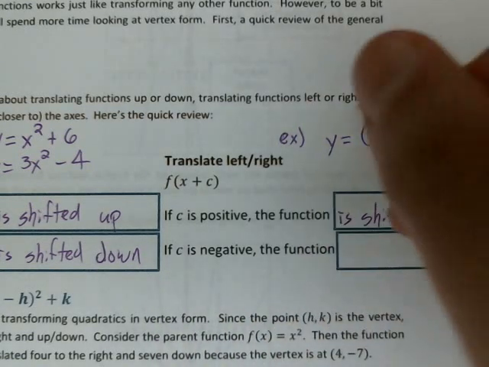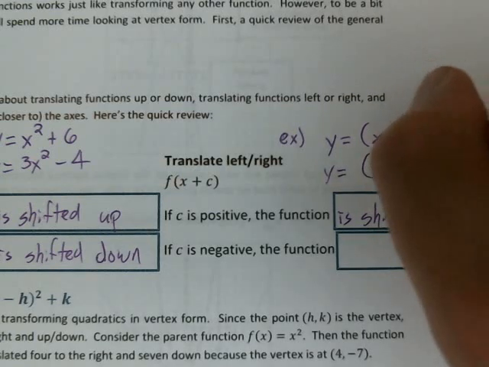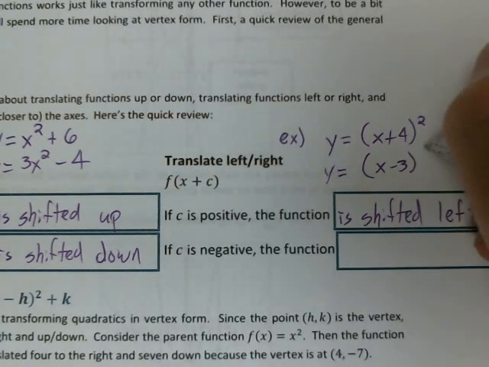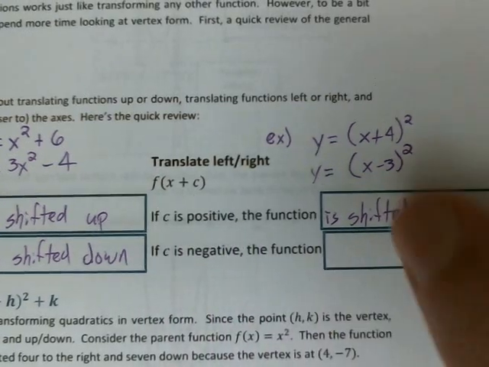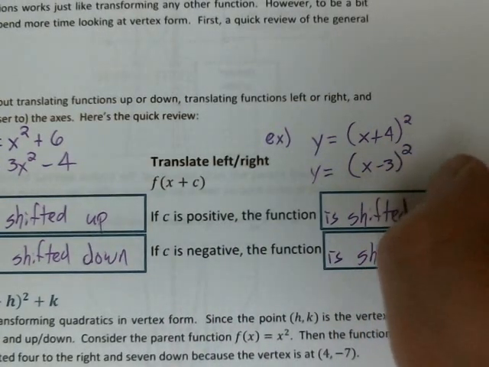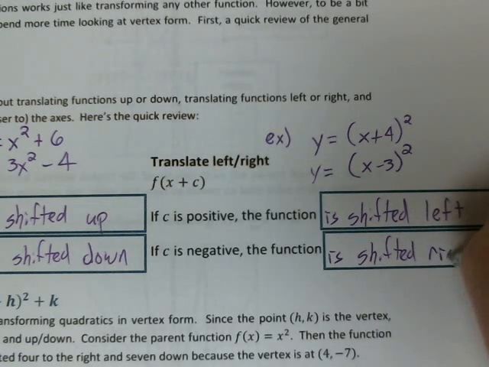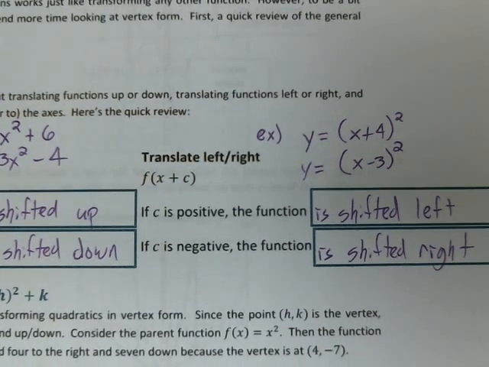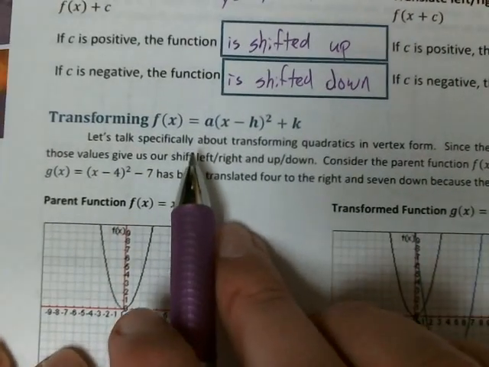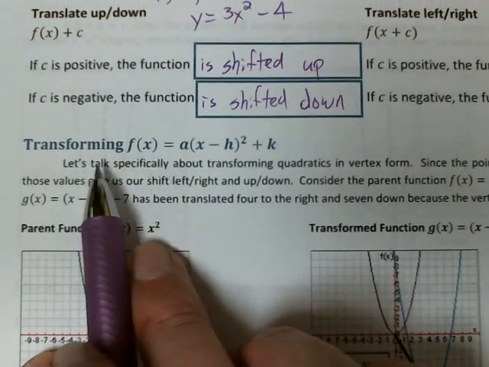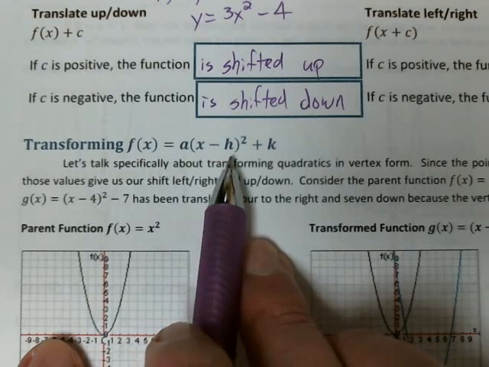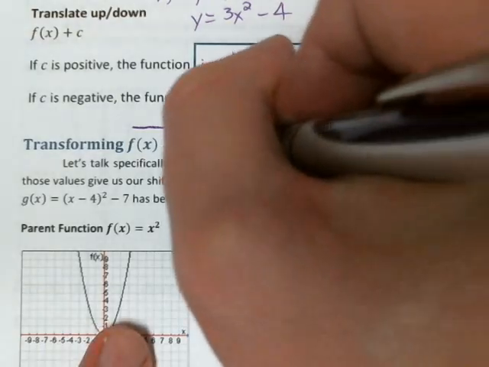So another example would be something like this. Y equals parentheses x minus 3 quantity squared. If C is negative, so this guy inside the parentheses is negative, then of course it's going to be shifted to the right. Now hold up. Why is it backwards? The reason why it's backwards is because for quadratics, if we look at this form here, we've got transforming f of x equals a times x minus h squared plus k. This guy right here, that is your vertex form.